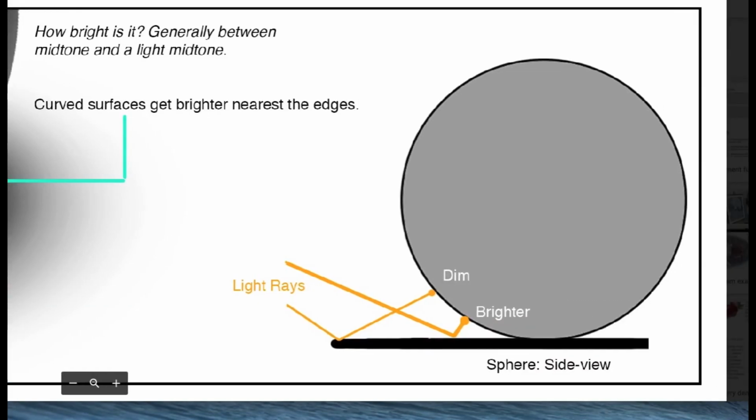Let's look over here from the side. Here's a sphere from the side. What I want you to do is pay attention to this curve right here. The areas here are brighter. See how the form gets closer to the ground? That's where you're going to have the brightest bounce. And as you go up, up, up, up, up, it gets dimmer.